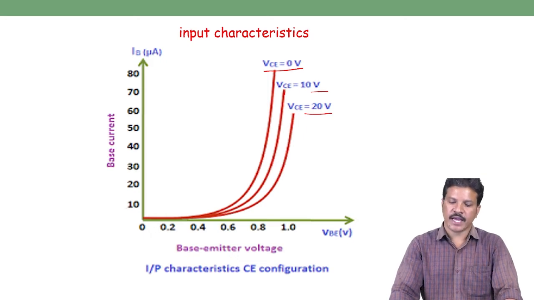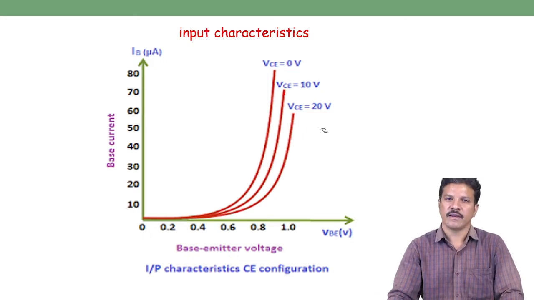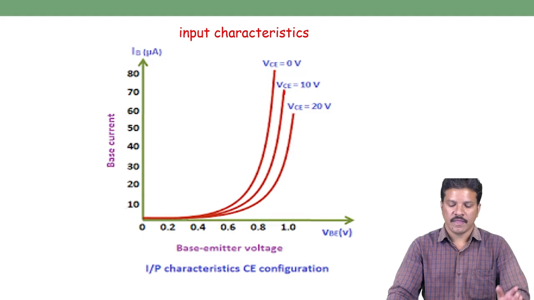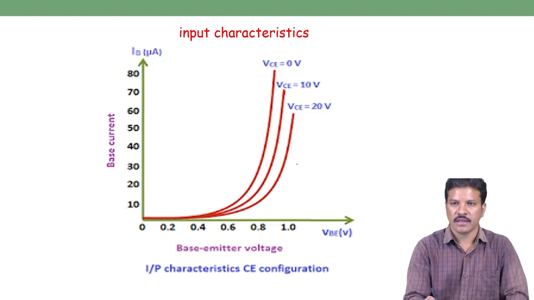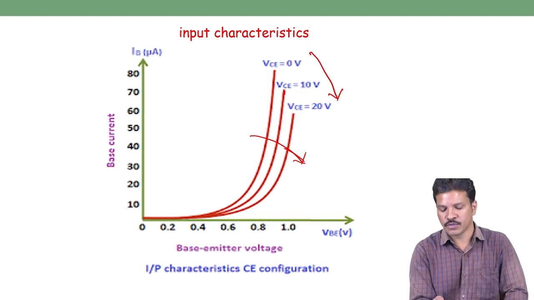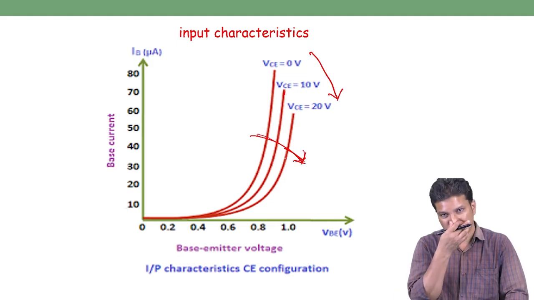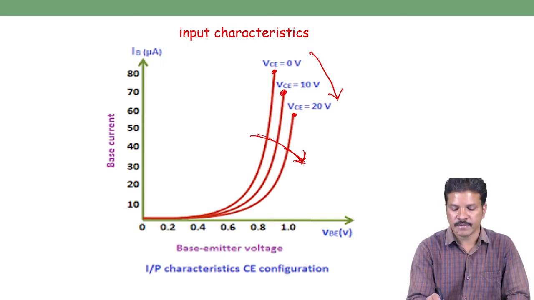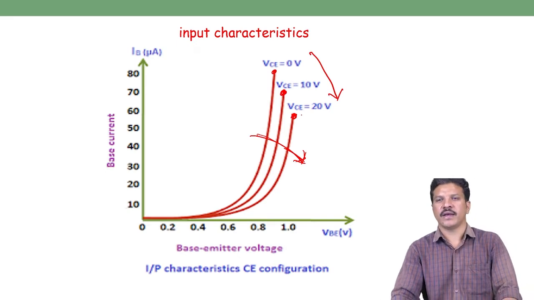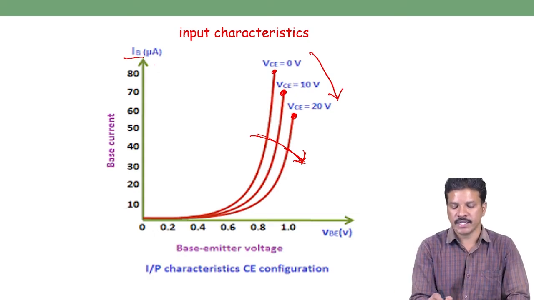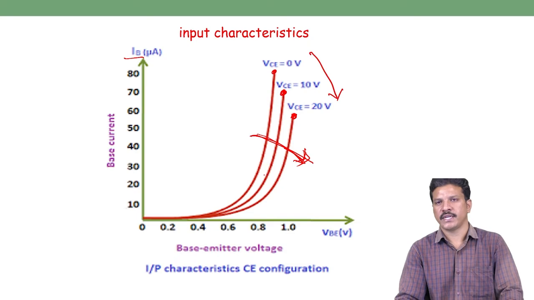When we observe this input characteristics, here also, due to early effect or base width modulation, the curves move right side when increasing the output voltage from 0 to 10 and then 20. Curves move right side. And one more important thing is base current decreases by changing the collector to emitter biasing voltage. Collector to emitter voltage increasing, IB decreasing, curve moves right side.